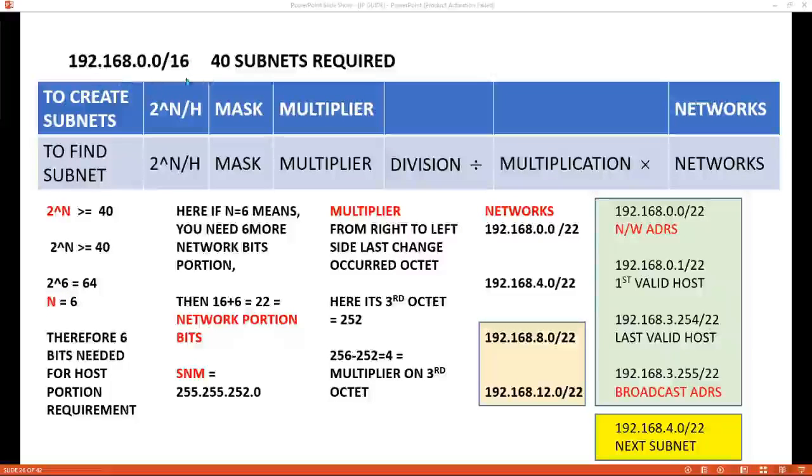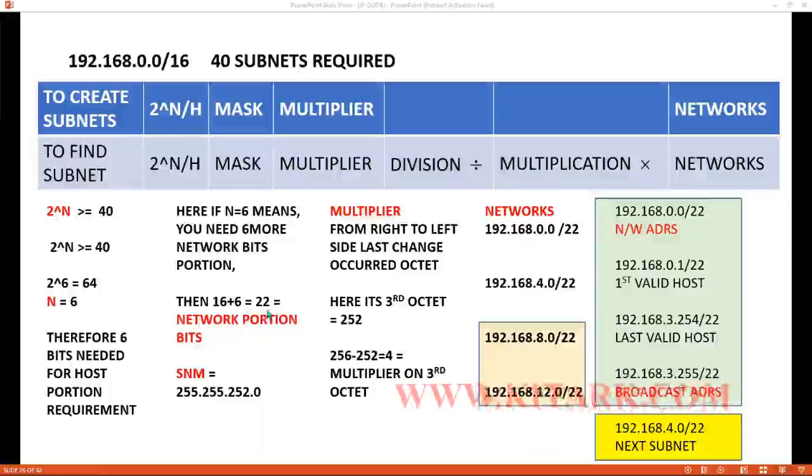For example, let's say here already /16 is there, right? Which means 16 bits are already on the network side now, okay? Now for the 40 subnets, you need additional 6 bits for the network side. So what you need to do is add the 16 with the 6, okay? So 16 plus 6 gives you 22, okay? So now the network portion bits are 22, which means /22 here. Instead of the /16, it's going to be /22.